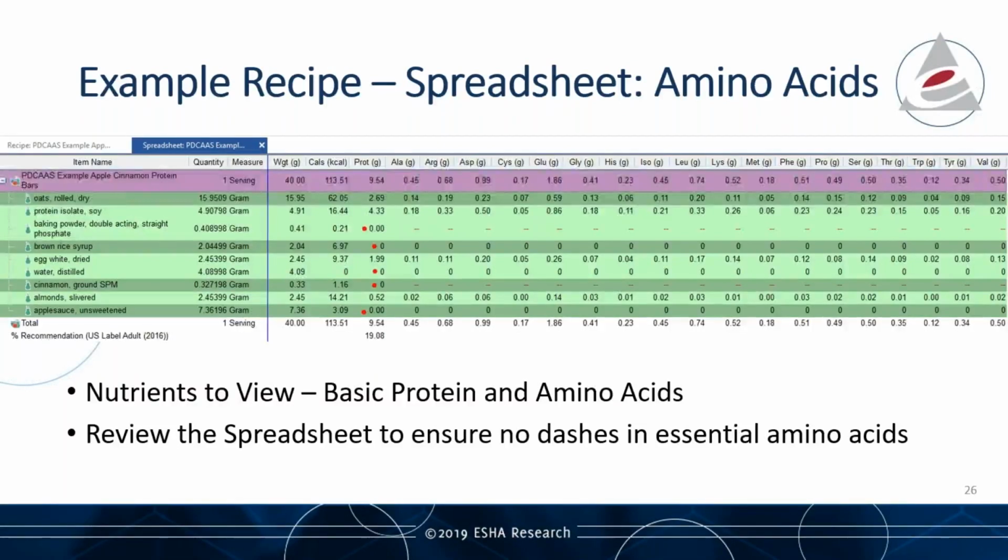Now note that I do see dashes here for a few of my ingredients, but if I take a look at the protein values, they're 0. So I have these dashes here, but I have no protein contributed from this ingredient and none from this ingredient. So I feel that the data I have presented will support my PDCAAS calculation. Best practice, of course, would be to fill in those zeros, but for this purpose, we'll move on.